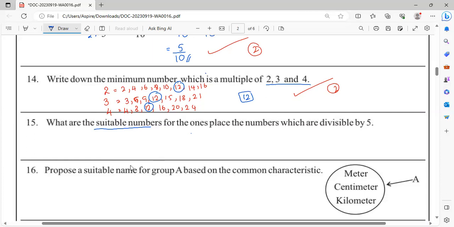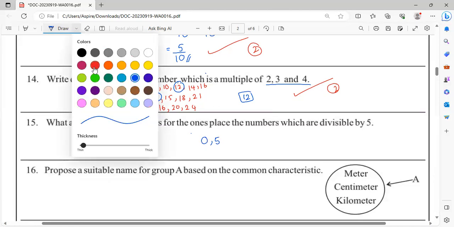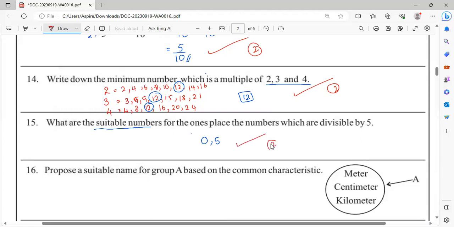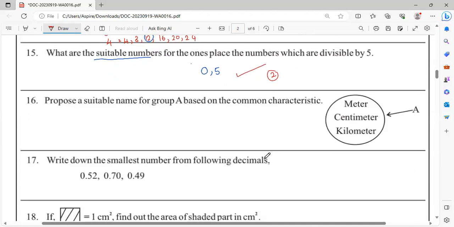Yes? Can you remember? 0 and 5. Yes, it is 0 and 5. These are the suitable digits for the ones place. Okay. If you have got this answer, you are given 2 marks. Propose a suitable name for group A based on the common characteristic.